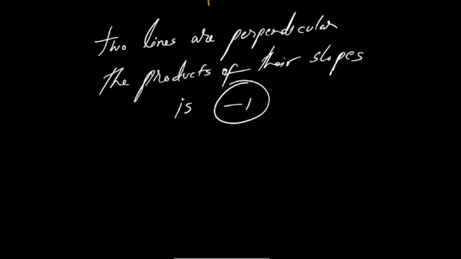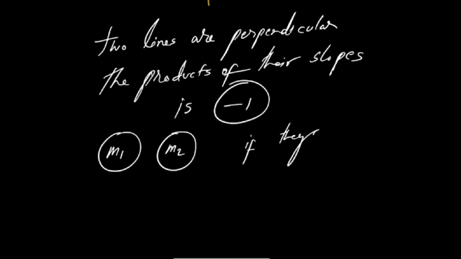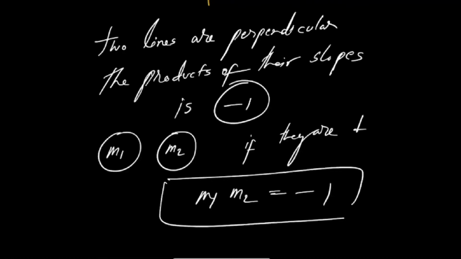That means if you have two lines, the first line has slope m1, the second line has slope m2, then if they are perpendicular, m1 times m2 should be equal to -1. So this is one fact. Now why is this true? Let us try to see.